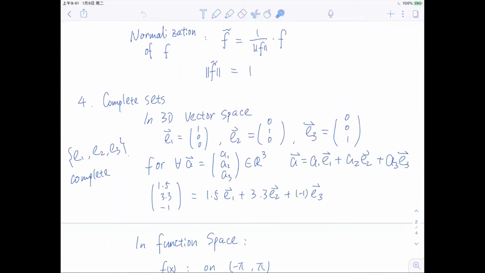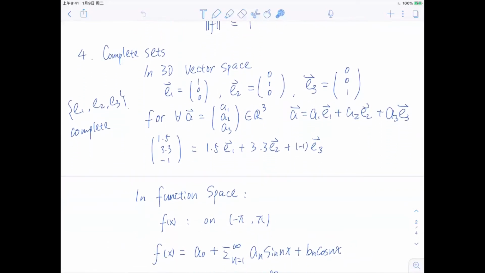The last concept we need to know is complete set. So in 3D vector space, if we have a set consisting of E1, E2, E3, where E1 equals 1, 0, 0, E2 equals 0, 1, 0, and E3 equals 0, 0, 1, then we can say for any vector in this vector space, like A equals A1, A2, A3, we can write A as a linear combination of these 3 vectors, like this: A equals A1 times E1 plus A2 times E2 plus A3 times E3.